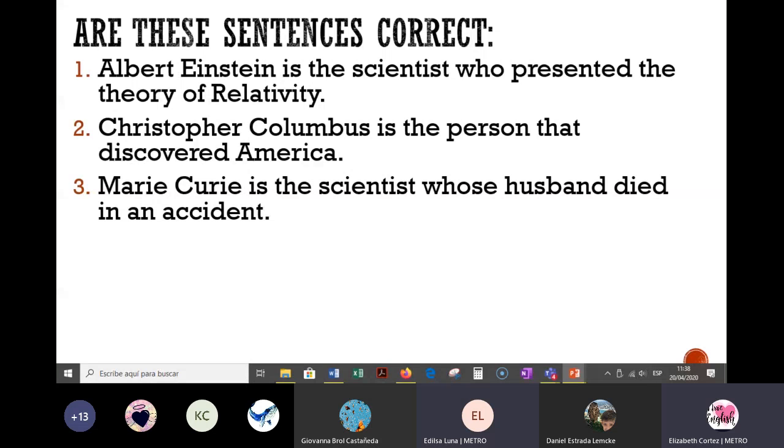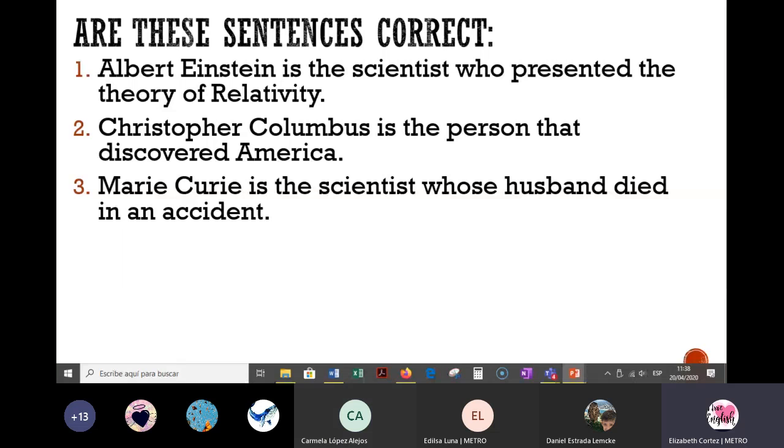Okay, Carmela. Carmela, hi. Please read the sentence. Marie Curie is the scientist whose husband died in an accident. In an accident. Very good. Now, is this a correct sentence with a DRC? Yes. Let's analyze it. Which one is the subject? Marie Curie. Very good.